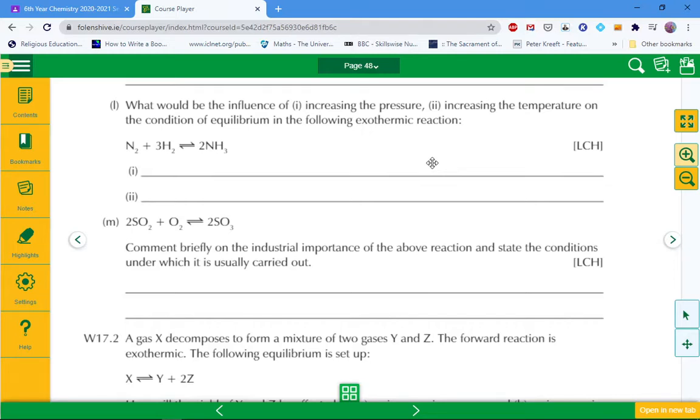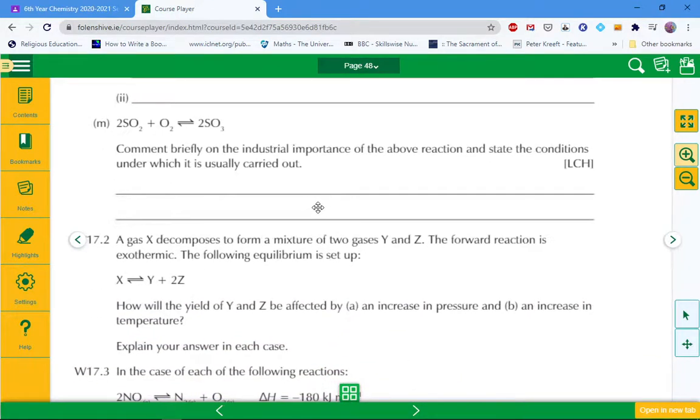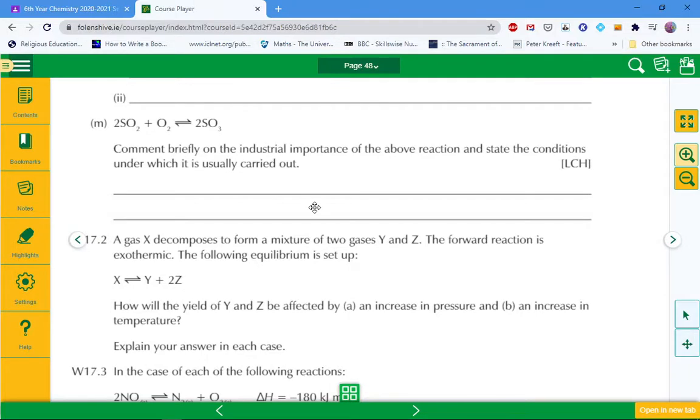Okay. Part M. Comment briefly on the industrial importance of the above reaction and state the conditions in which it's usually carried out. Now, if you notice, this is the first stage of what we call the contact process. We bring sulfur dioxide together with oxygen to form sulfur trioxide, and then we allow the sulfur trioxide to mix with water to form the sulfuric acid. But in this case here, state the conditions.